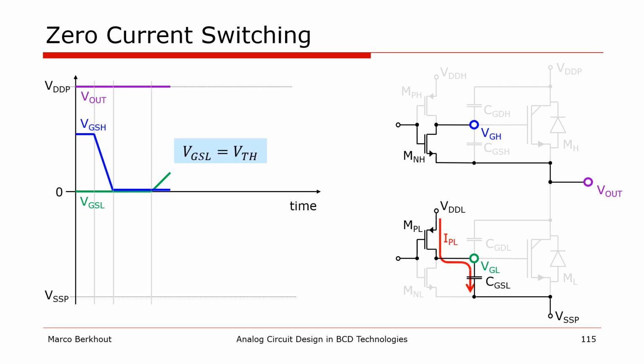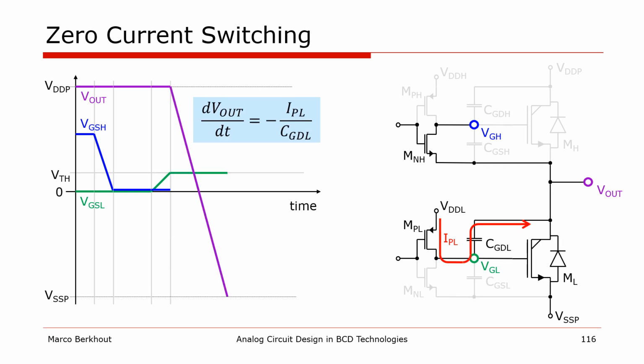After the dead time has passed, we start charging the low side gate by toggling the low side gate driver. The low side gate source voltage rises until it reaches the threshold voltage of the power FET. At this point, the low side power FET turns on and pulls down the output.